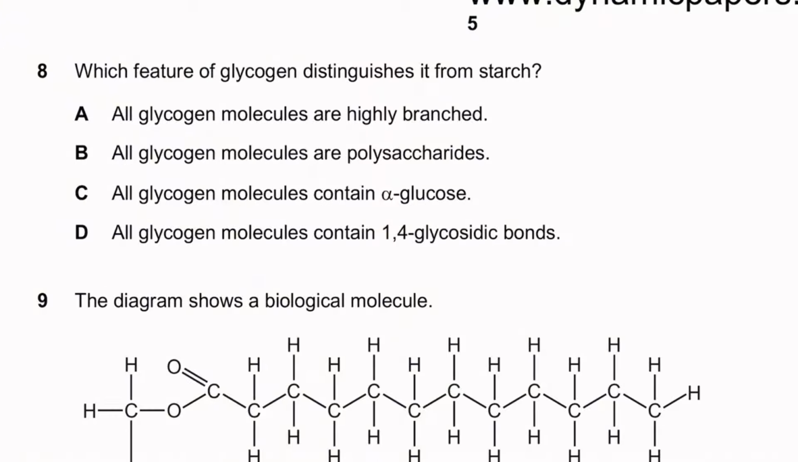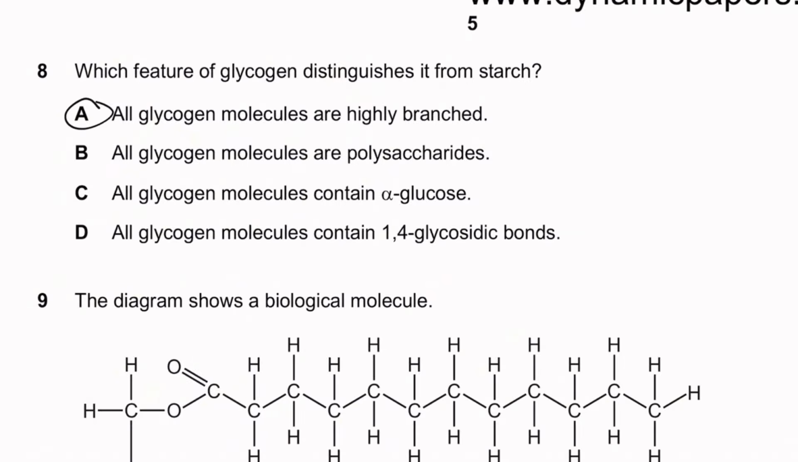Okay, which features of glycogen distinguish it from starch? So, distinguishing it from starch, all glycogen molecules are highly branched. Starch is made of two molecules, amylopectin and amylose. Amylopectin is highly branched, whereas amylose is not branched at all. And so, yes, all glycogen molecules are highly branched, and this is a distinguisher from starch, which has one molecule that is absolutely not branched.